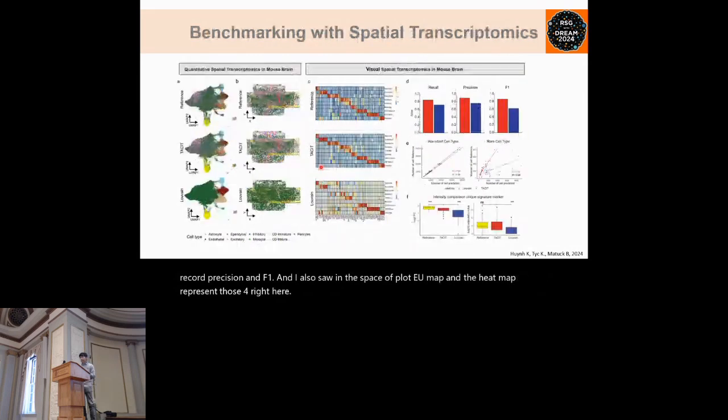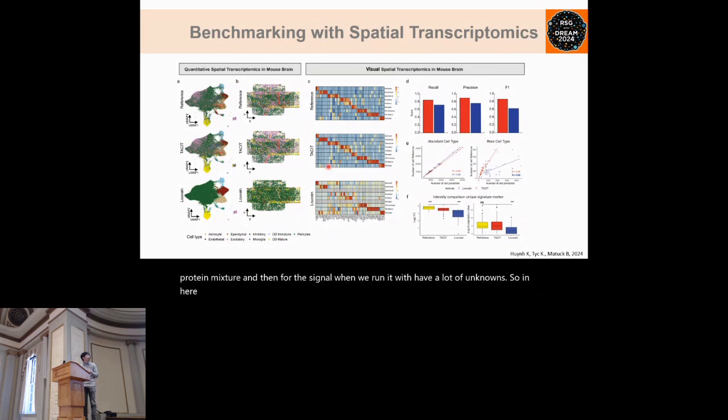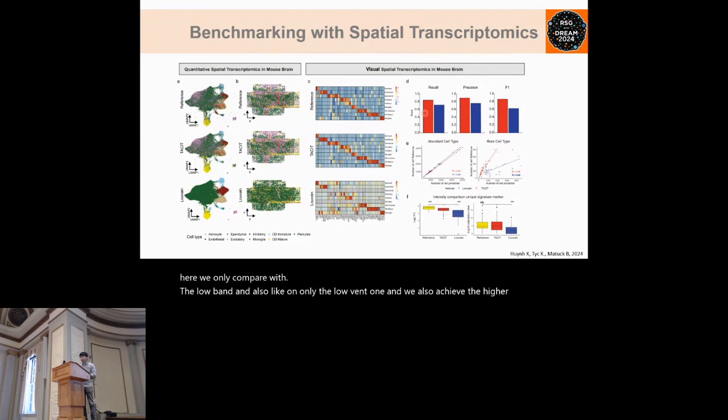And then we compare with spatial transcriptomics, where CELESTA only works on proteomics, and for Signa, when we run it, it has a lot of unknowns. So here we only compare with Louvain, and we also achieve a higher score compared to Louvain.